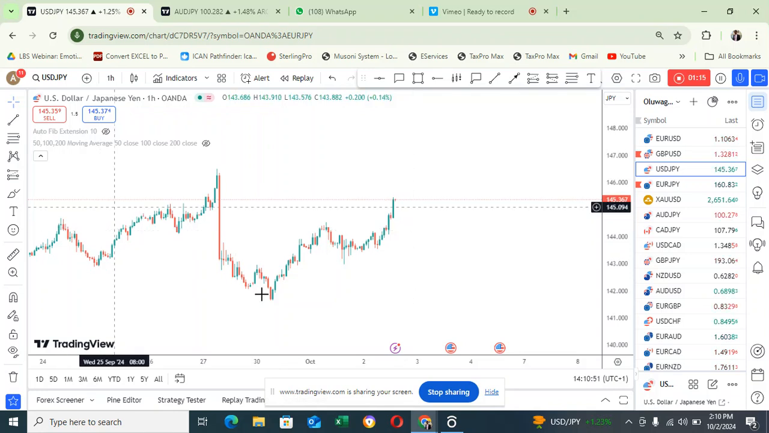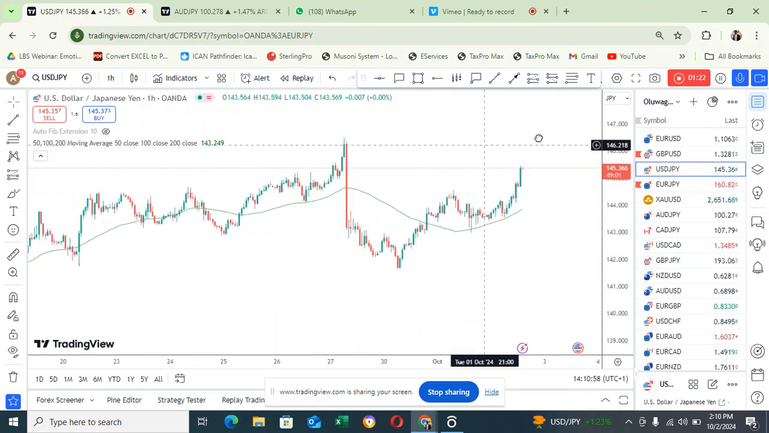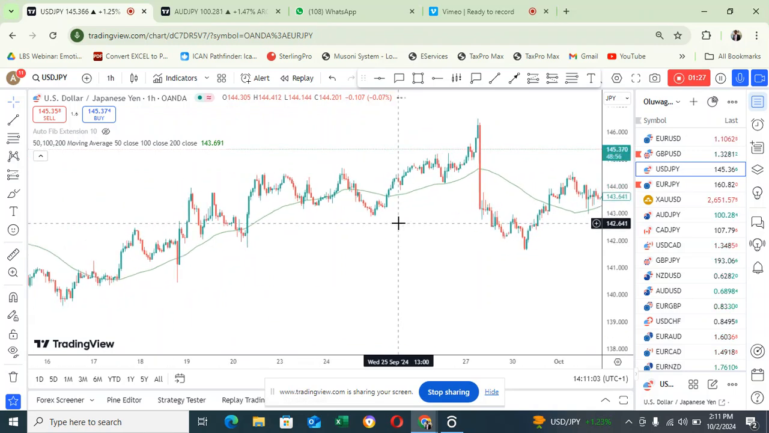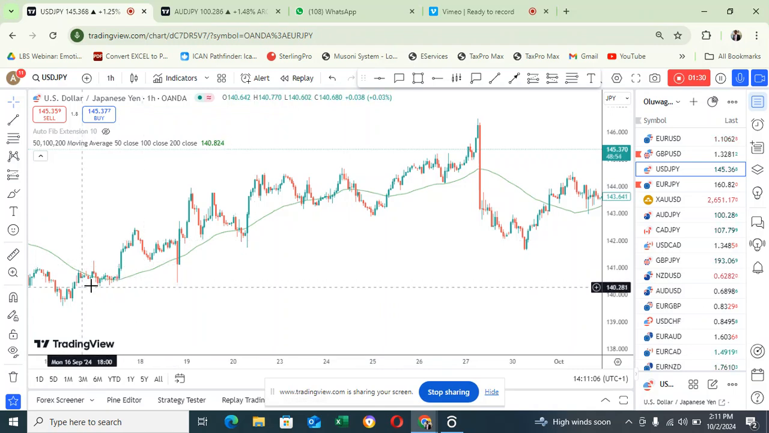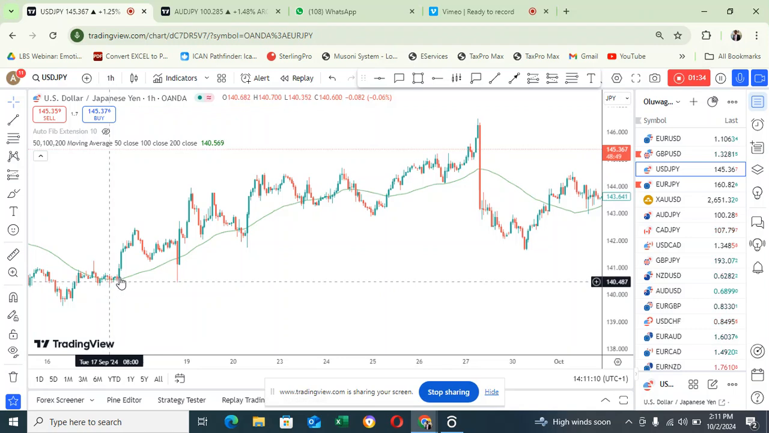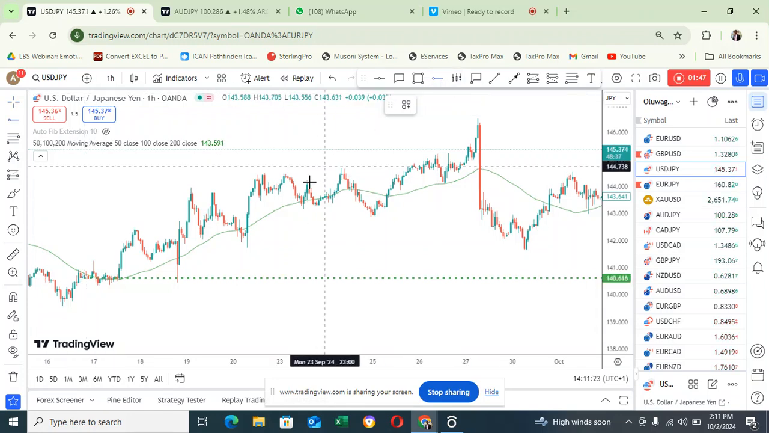Let me use this 50 moving average to buttress more of my point here. As you can see from the 1 hour time frame, we have a particular trend here. The trend goes right from this level. Let me put an indicator there, right from this particular level to here, which is another area. It stopped here.